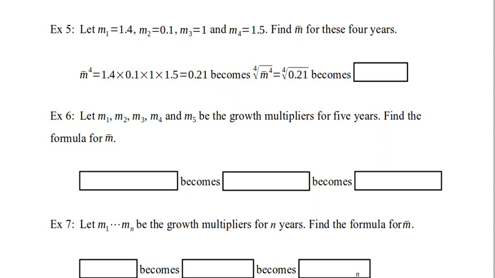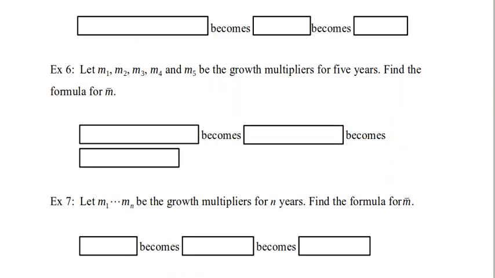Again, if finding the root key in your calculator is a pain, you can always simply raise it to that reciprocal power. So of course the reciprocal of 4 is 1/4. 1/4 is 0.25. So you can write this as 0.21 raised to the 0.25 power. And of course you'll get what I got, that m bar is 0.6769. So example 6 is a very similar question, except we don't have to worry about the arithmetic for it.